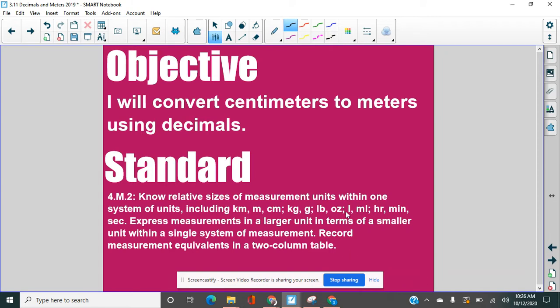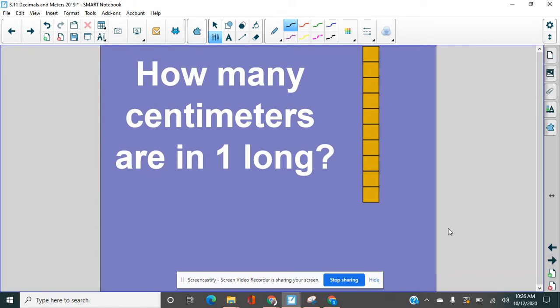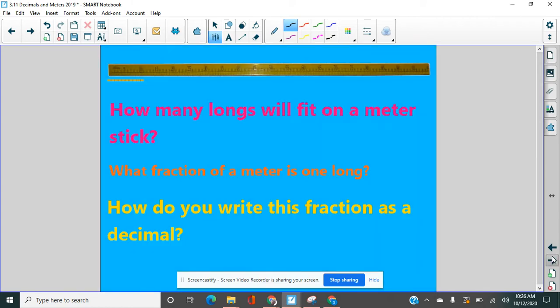And this is in our measurement standard. We have looked at some of these already, like hours and minutes, and we are right here with M and cm, meters and centimeters. So if we know that one of our cubes is 1 centimeter, how long is this stack here? 10 centimeters, right? That's 10 centimeters long.